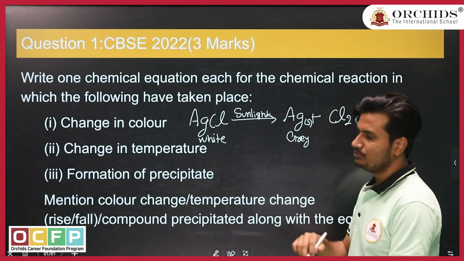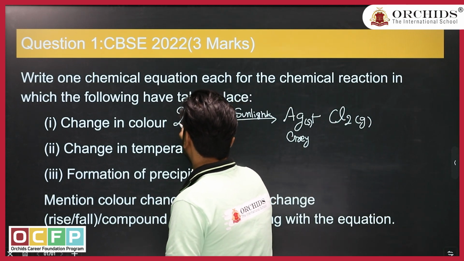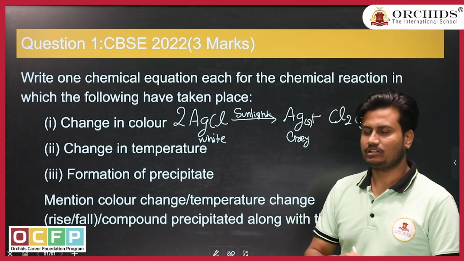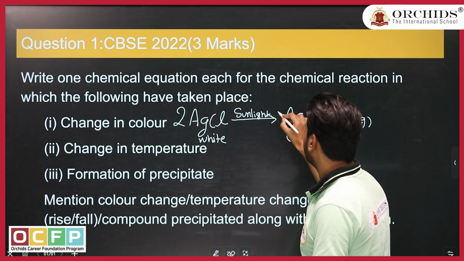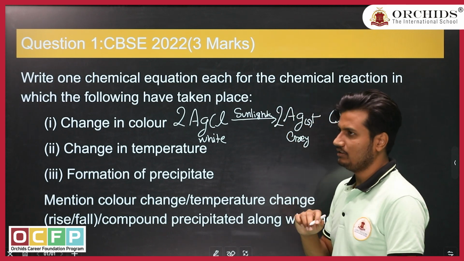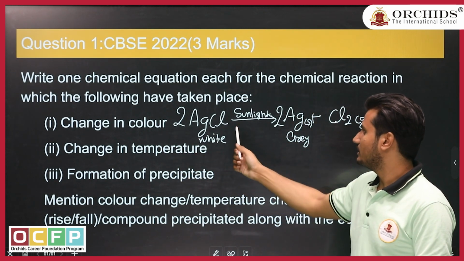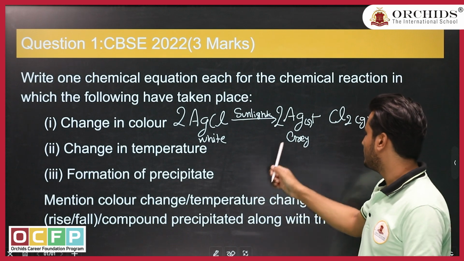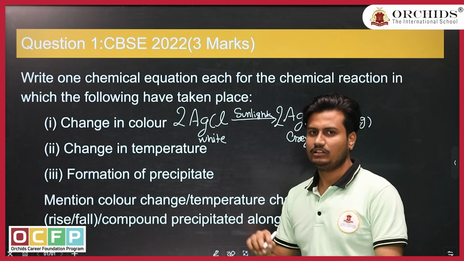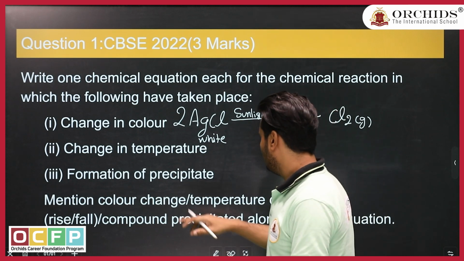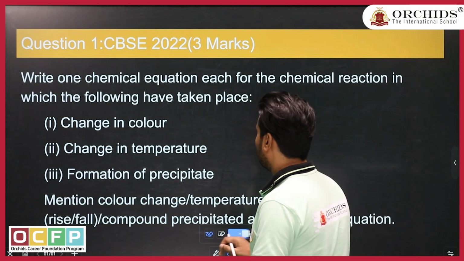Here we have 2 atoms of chlorine and here we have only 1 atom. So we will make the stoichiometric coefficient 2. Here we have 2 atoms of silver, so we will add 2 over here as well. So this is our first question, change in color. Silver chloride, that is white in color, changes to gray during the thermal decomposition with the sunlight. We will move to our next question, that is change in temperature.